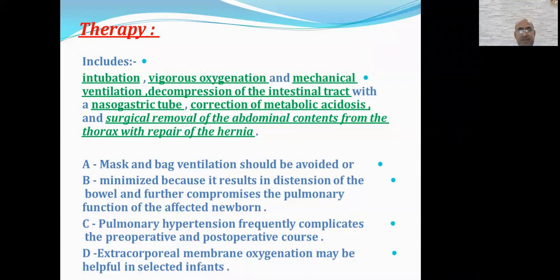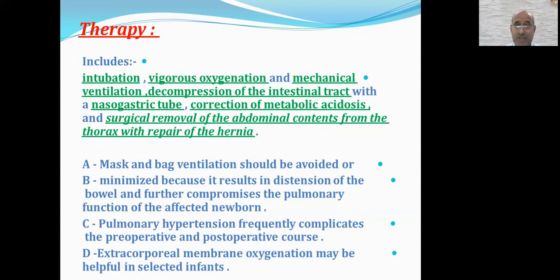Keep in mind, mask and bag ventilation should be avoided or minimized because it results in more distension of the bowel and further compression of the pulmonary tissues. So mask ventilation should generally be avoided to minimize this pressure we mentioned.